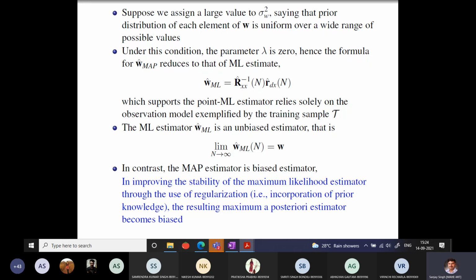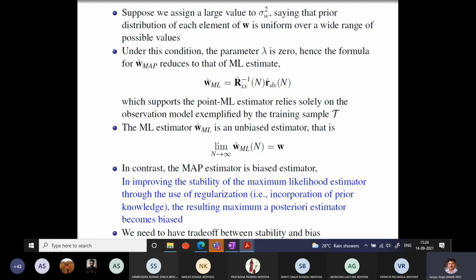In improving the stability of the maximum likelihood estimator through the use of regularization, meaning using the lambda concept here by incorporating prior knowledge, because we wanted to make it stable, we incorporated this prior information, but it results in the maximum a posteriori estimator. This becomes biased. Now when I say bias, just hold on for a minute, I'll explain, because this statement does not signify what you mean by bias. So this is clear, but this is not very clear.